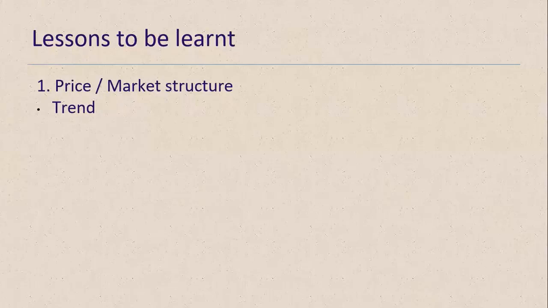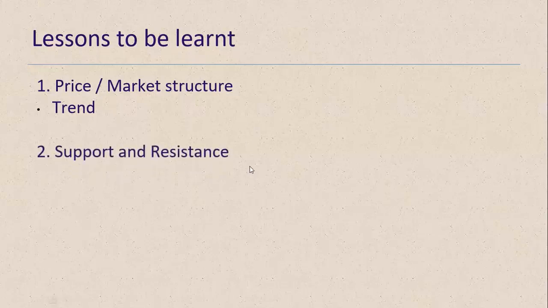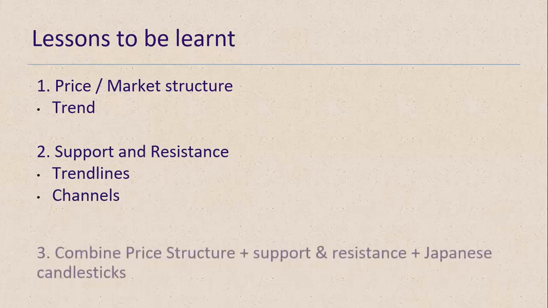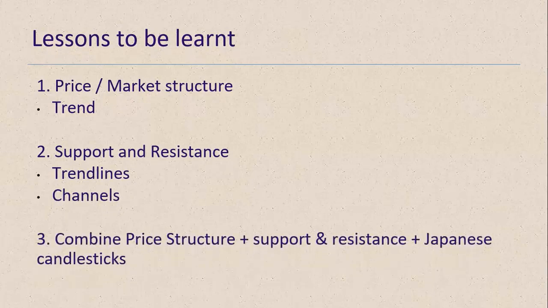Okay, so this is what exactly we're going to cover today. Under market structure, we're going to look at the trend. And next, we shall look at support and resistance. And under support and resistance, we shall look at structures like trend lines and channels. And also, the third thing we should look at today is how to integrate or combine market structure with support and resistance with the Japanese candlesticks. We had Japanese candlesticks earlier on, so we are going to integrate market structure with Japanese candlesticks, and how a trader can use these to make a good trading decision.